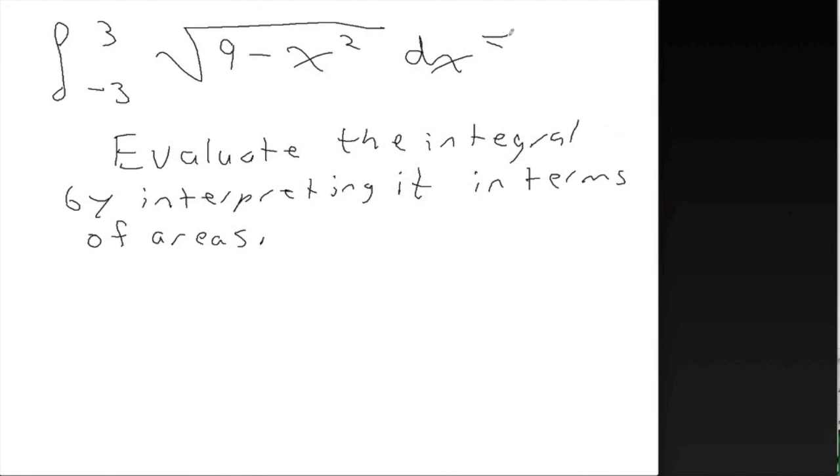What's the answer? What is this definite integral? 9 halves pi. All right. So my only point is, instead of saying area equals 9 halves pi, our final answer should say the integral equals 9 halves pi. Okay. But I used the right approach.